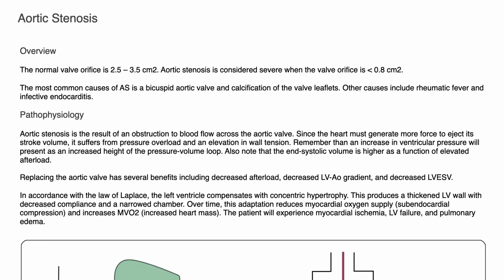Aortic stenosis overview. The normal valve orifice is 2.5 to 3.5 centimeters squared. Aortic stenosis is considered severe when the valve orifice is less than 0.8 centimeters squared. The most common cause of aortic stenosis is bicuspid aortic valve and calcification of the valve leaflets. Other causes include rheumatic fever and infective endocarditis.